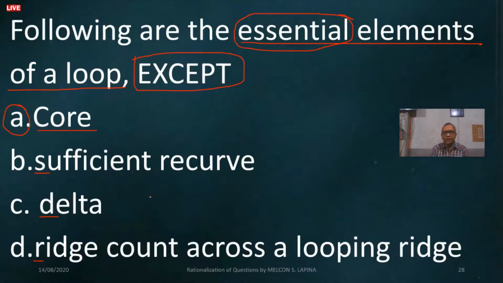But when we talk of essential things that should be present, according to the FBI, this is taken from the book of the FBI, The Science of Fingerprints. According to the FBI, there are 3 essential elements for a pattern to be considered as a loop. There has to be delta, and then ridge count across a looping ridge, and then sufficient recurve. So, DRS.